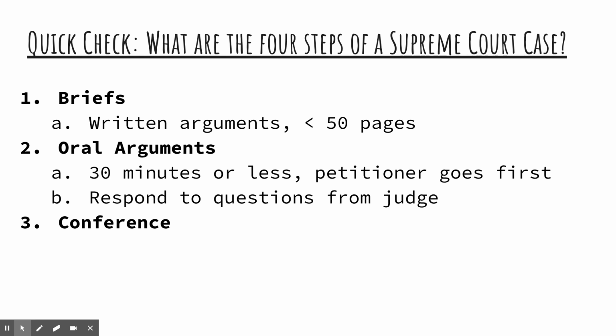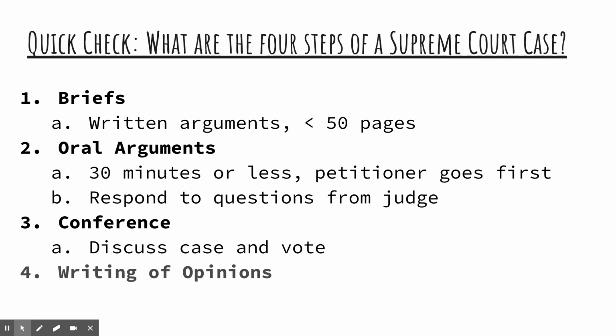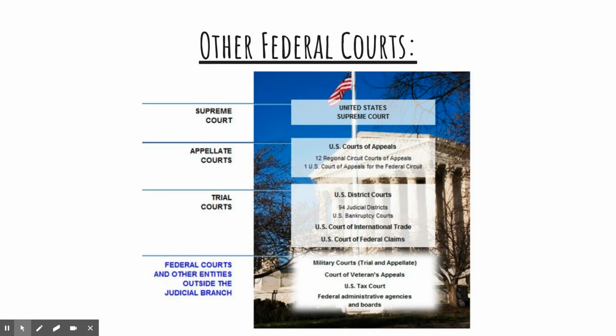Our third step of a Supreme Court case is the conference. All right, this is where the justices discuss the case and they vote. And then we have lastly the writing of opinions, where we have the decision.